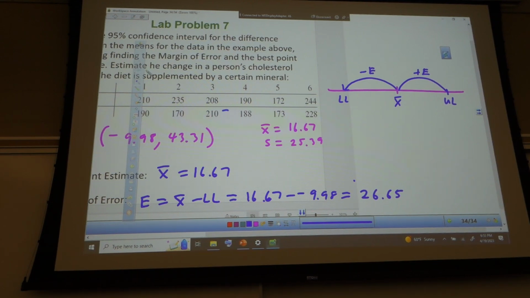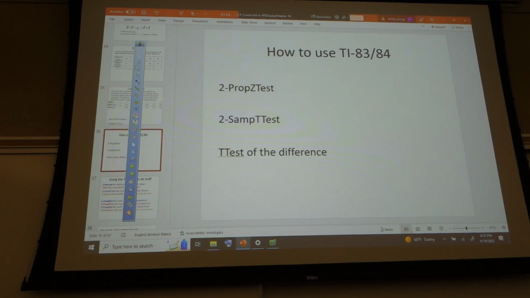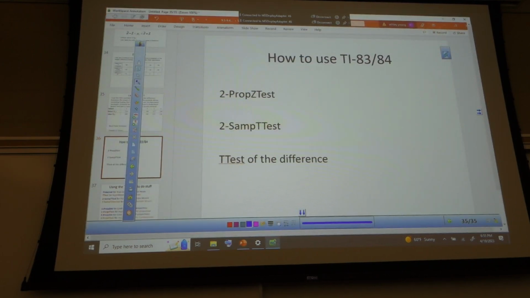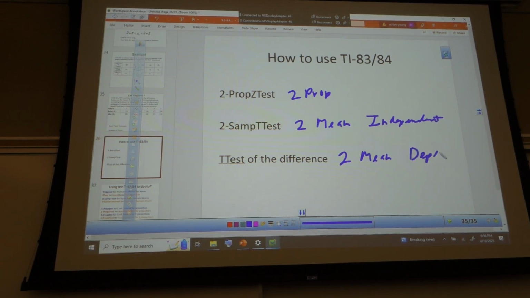All right, so now, I just want to mention a couple things. Again, for all of these 2 samples, chapter 9, these are the possible tests you can use. 2 proportion z-tests for proportions. 2 sample t-tests for 2 means that are independent. But if you have 2 means that are dependent, you're going to subtract them and do a t-test of the difference. Right, this is going to be when you're looking at mu d instead.